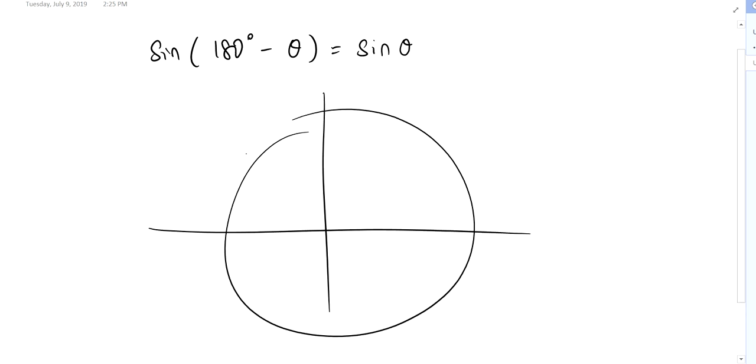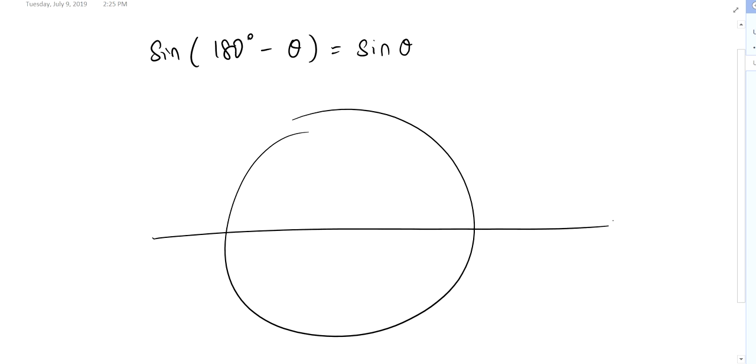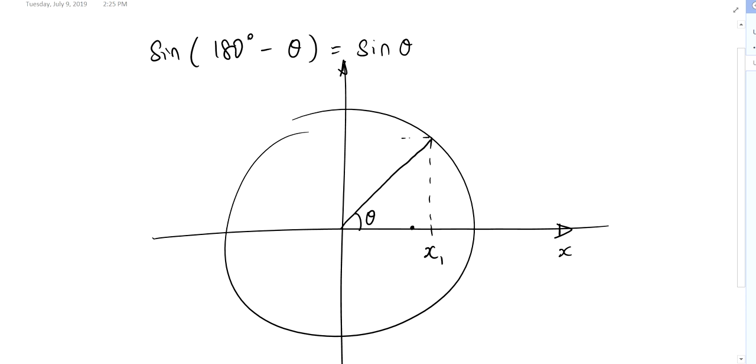In our circle over here, we have angles always starting from the positive x-axis. If I have an angle like this, let's call this theta. And this has an x1 over here, y1. So the coordinates are x1 and y1. This is theta. Where is 180 minus theta? This is 180 minus theta, isn't it?